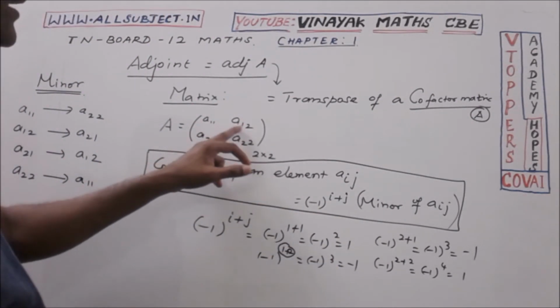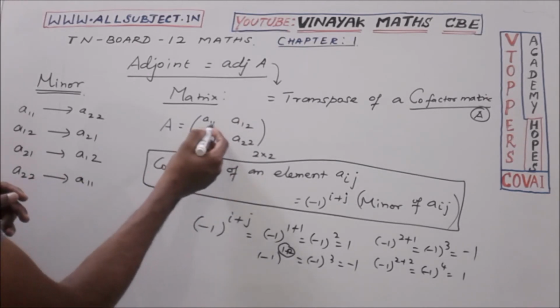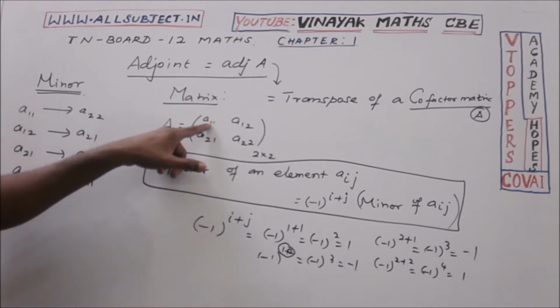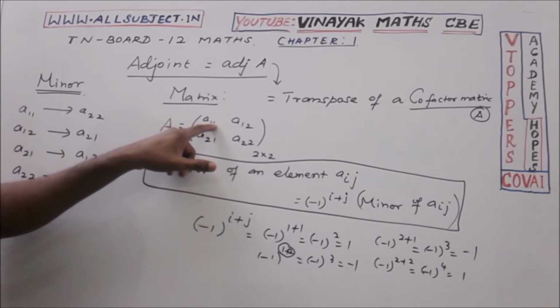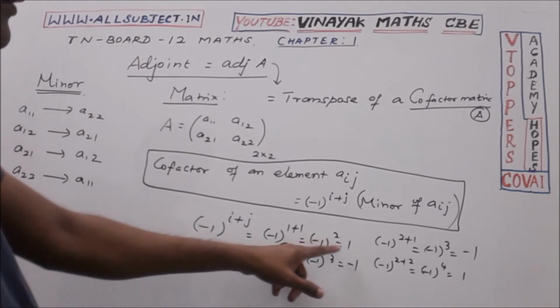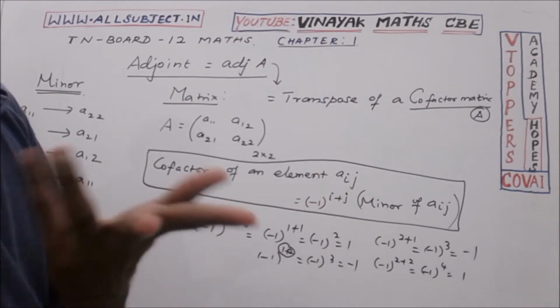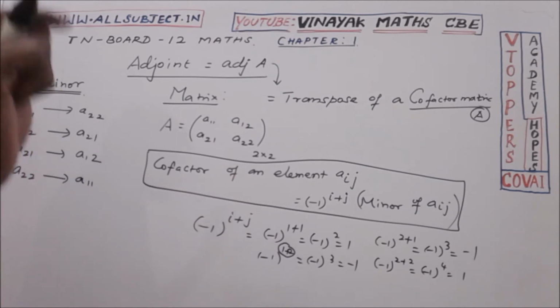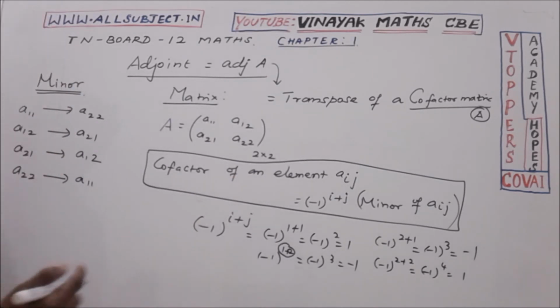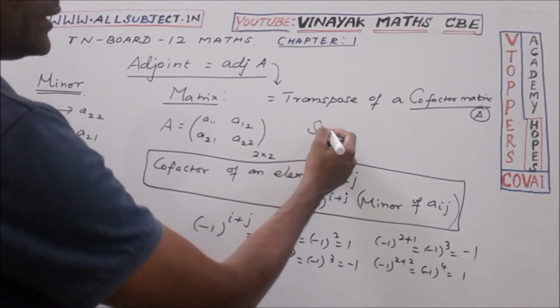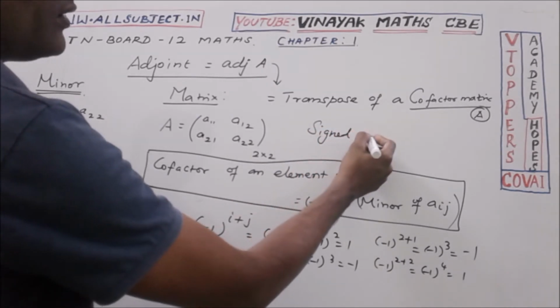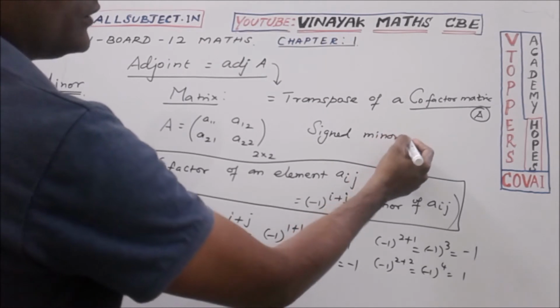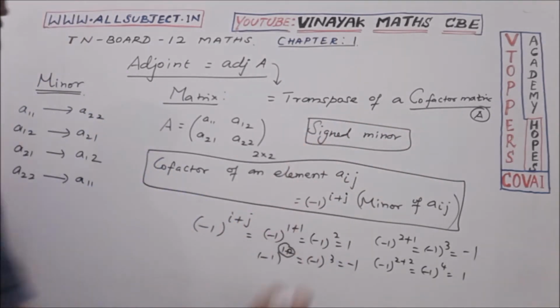When the sum of the place values is even, for example 1 plus 1 is 2, here we have 1. So 1 times the minor value gives the same value. So it is very simple to calculate the cofactor. The cofactor of an element is nothing but the signed minor. That is known as the signed minor. Signed minors are known as cofactors.